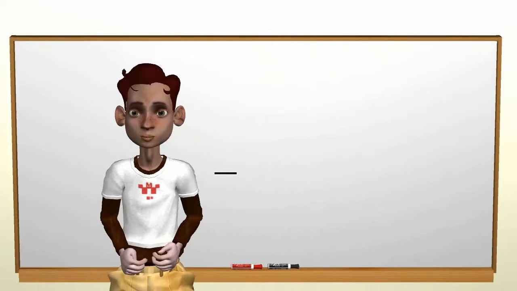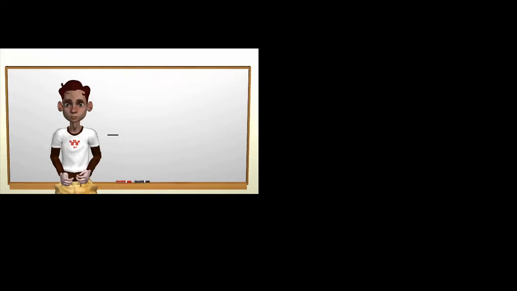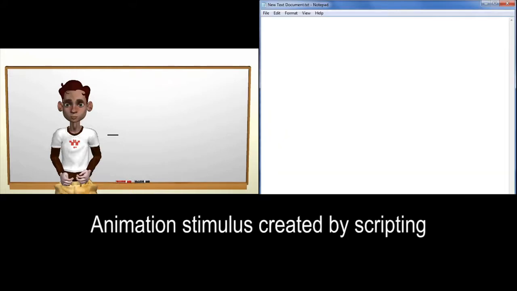The system provides an animation character that serves as an instructor avatar. The avatar is controlled with a script, like the ones used by education researchers to create video stimuli. The script is created with a text editor. This sequence illustrates the creation of a mathematical equivalence lesson.